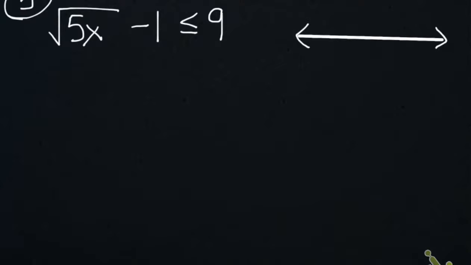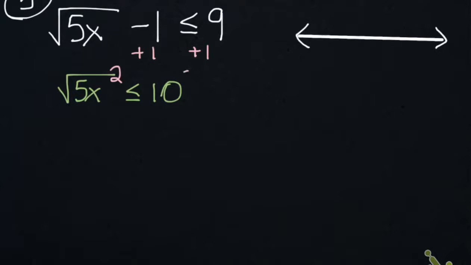Number 5. Is the radical alone? No. So I need to add the 1 to both sides. Then we get square root of 5x is less than or equal to 9 plus 1, which is 10. Now my radical's alone, I can raise it to the power. To get rid of a square root, I square both sides. The square and the square root cancel, just leaving the 5x. And 10 squared is 100.